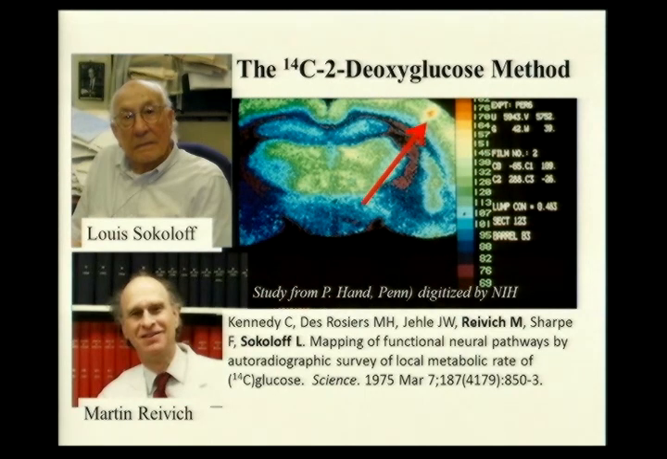So this was done in an animal. This was done on a slice. And their vision was to be able to do that in a living human being. And so that's why they had come to Brookhaven. This is a picture of Louis Sokoloff, and this is Martin Rivich.